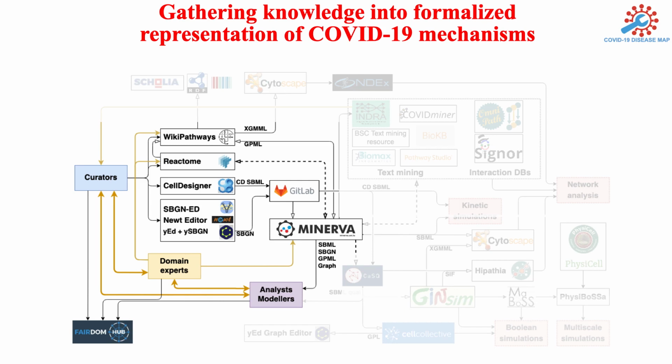The project is multi-step and multi-layer. We are numerous teams, also mastering different expertises. Therefore, we divided tasks. The first one is creation of the map, gathering the knowledge into the formalized representation of the entire COVID-19 mechanisms. This is the task of curators. Then the resulting maps are checked by the domain experts.